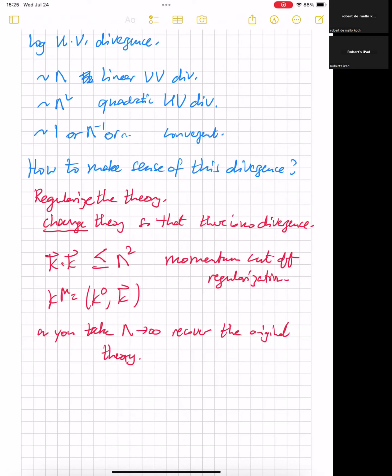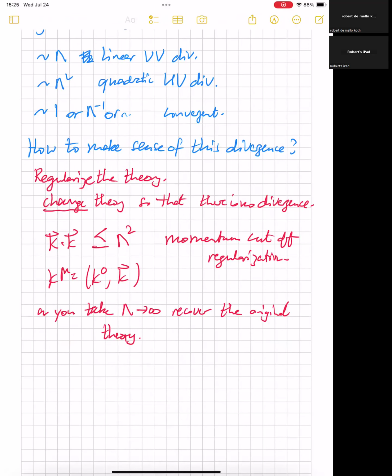Once you've got lambda in place, all of your matching conditions, your renormalization conditions are perfectly well defined. There are no infinities. Apply those matching conditions to express everything in the theory in terms of your physical mass and your physical coupling. Once you've done that, you can let lambda tend to infinity and you will have no divergences left in your theory.